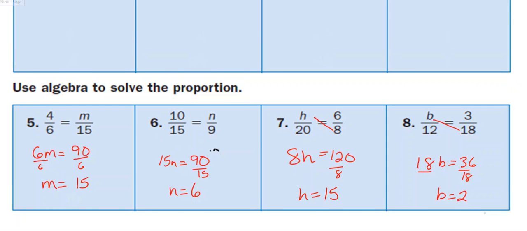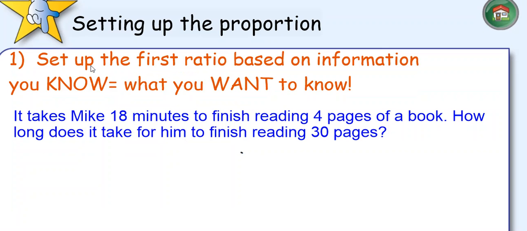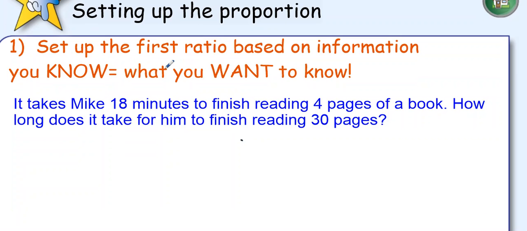All right, the next thing is actually looking at it in a word problem. When you set up your ratio, it's what you know, and then what you want to know. If you look at this, it takes Mike 18 minutes to finish 4 pages of a book. So that's what I know: 18 minutes for 4 pages. And how long does it take him to read 30 pages? Again, put your second ratio, making sure they're the same. My 4 was my pages, so 30 needs to go on bottom. I don't know how many minutes, so that's where my variable is.